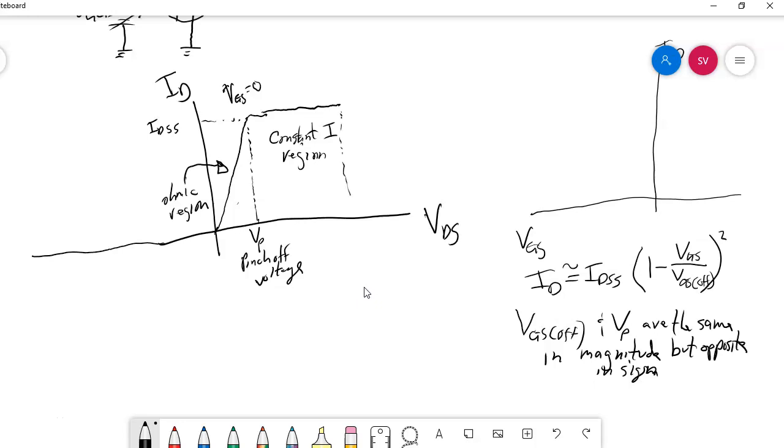Then there's a certain point in time where if we increase our drain to source voltage enough, then we're going to get an avalanche of drain current, which will basically ruin or destroy your junction field effect transistor. So here is where you'll end up getting avalanche breakdown. And here's the point where you would damage the JFET.